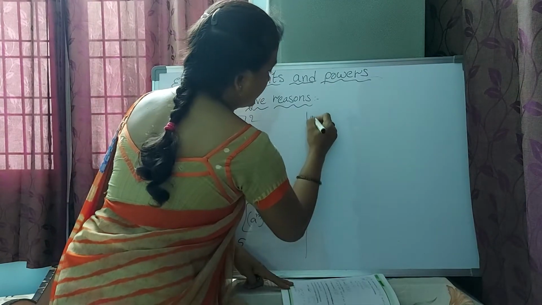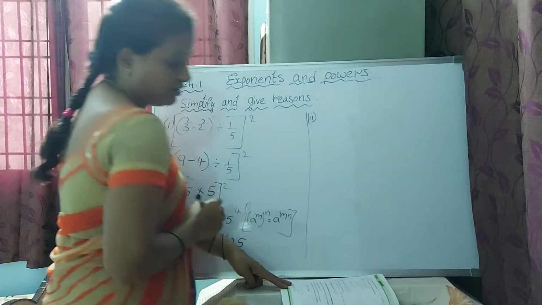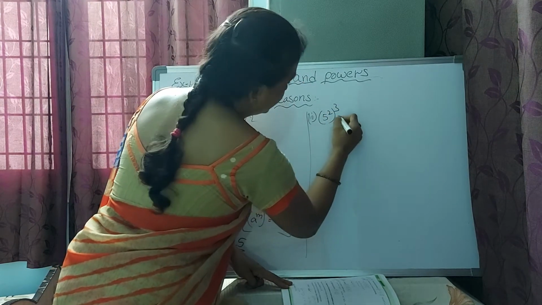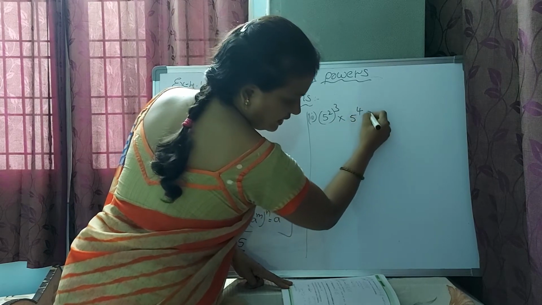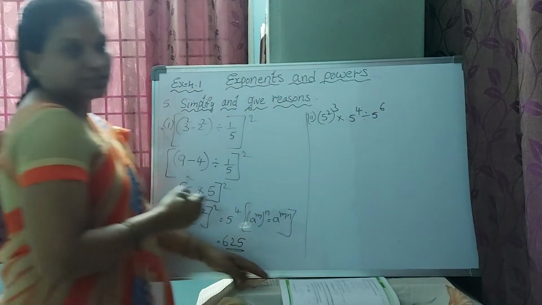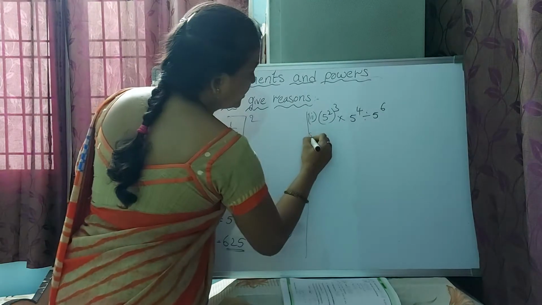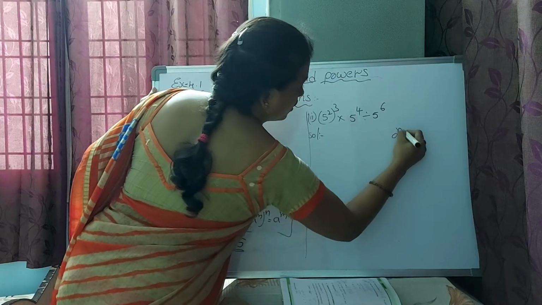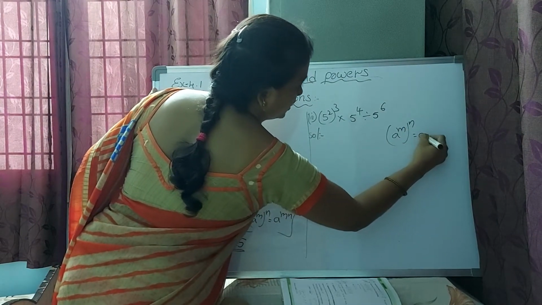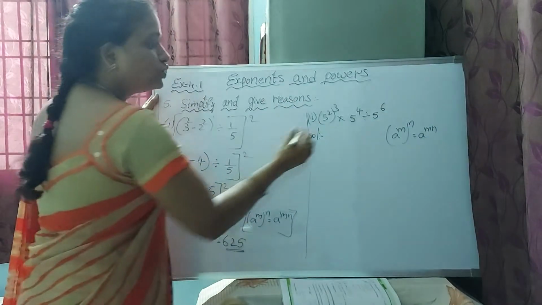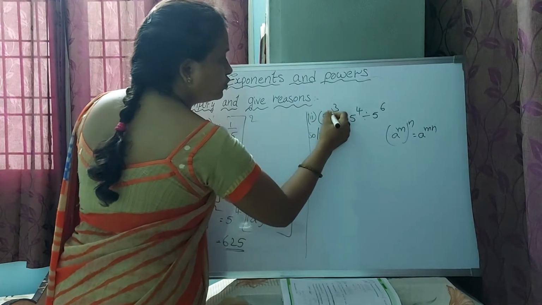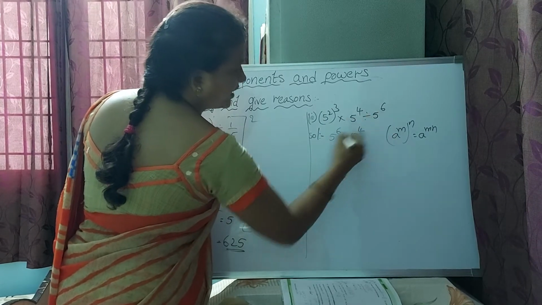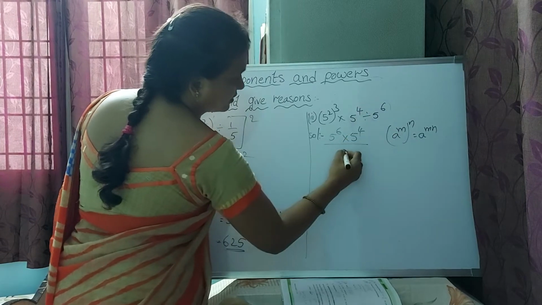Second one in this fifth one: 5 square whole cube into 5 power 4 divided by 5 power 6. See this one, 5 square. This is a power m whole power n is equal to a power mn. So 5 power 2 3s are 6, into 5 power 4 divided by 5 power 6.